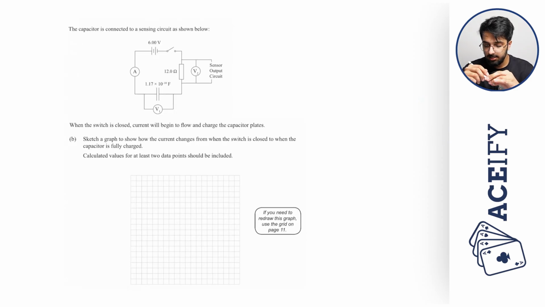The capacitor is connected to a sensing circuit as shown below. When the switch is closed, the current will begin to flow and charge the capacitor plates. Sketch a graph to show how the current changes from when the switch is closed to when the capacitor is fully charged. Calculated values for at least 2 data points should be included.